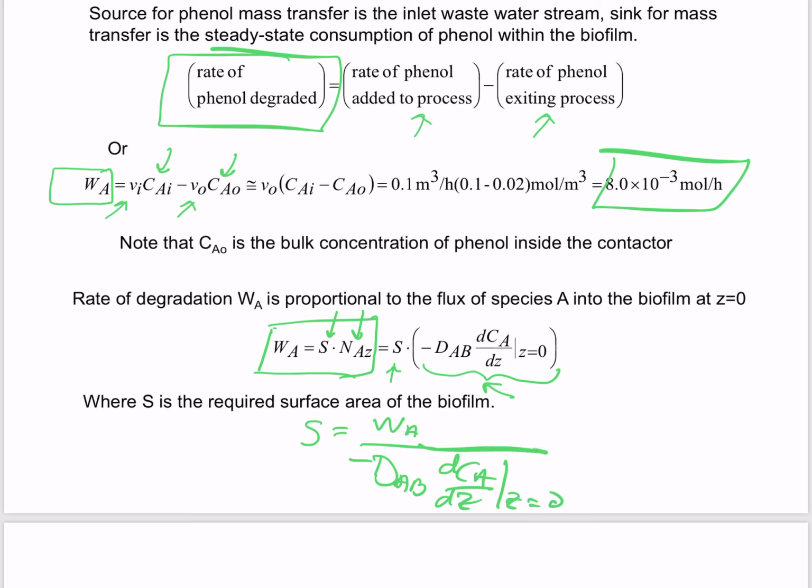Okay, so we know what this is. We know what the diffusivity is. We just need to find what is the gradient at the surface. And a reminder of where we got that from: it's up here. This was given in a previous slide.